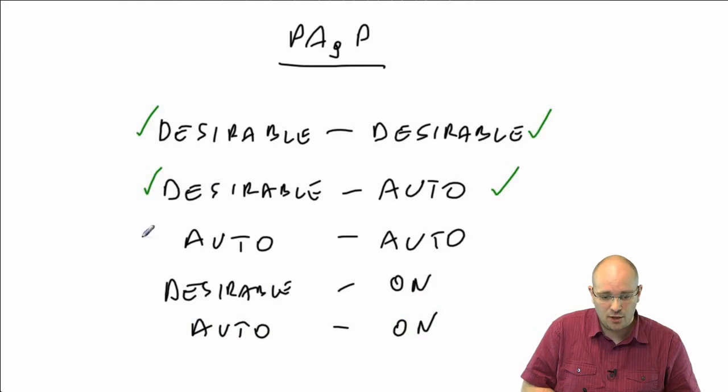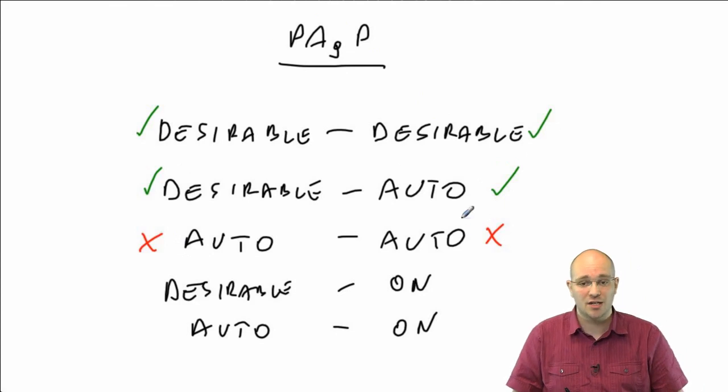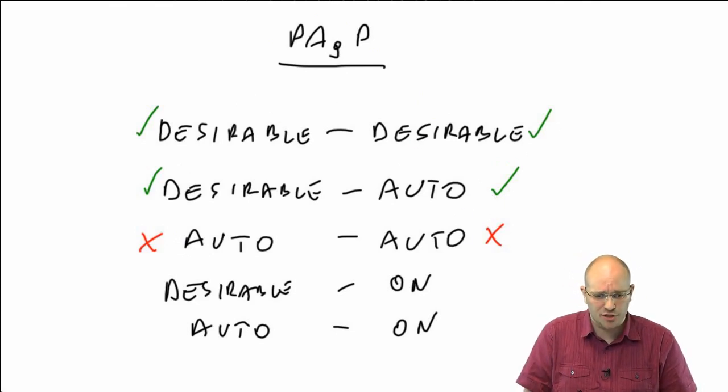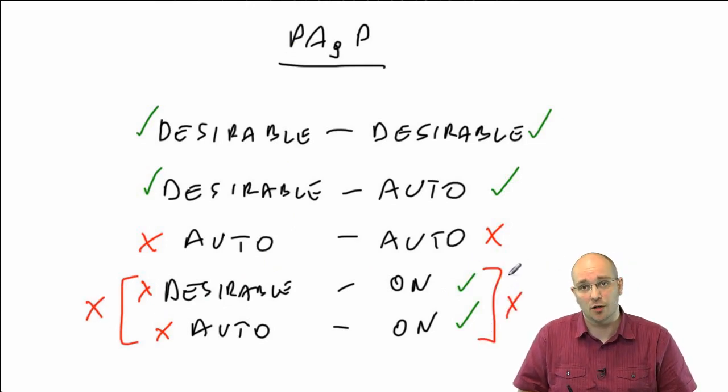In this case here, it will not be operational because this is a silent negotiation. In a case of desirable and on, we are going to have EtherChannel operational on this side, but inoperational on this side, which means that effectively we are not going to have an EtherChannel working.